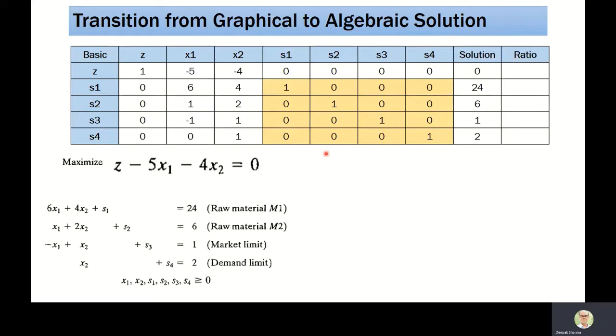Now, some observation. I have shown you this particular coefficient in a different color. Why? If you look at these coefficients of the basic variables, which are S1, S2, S3 and S4, you will see that these are the coefficients corresponding to the identity matrix.